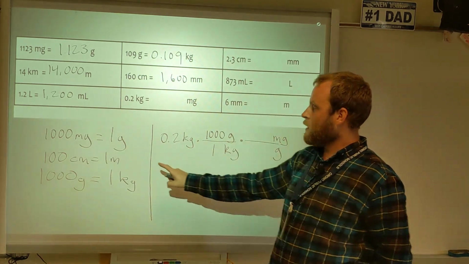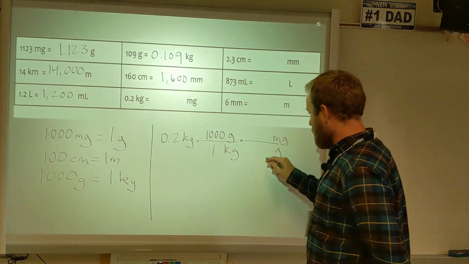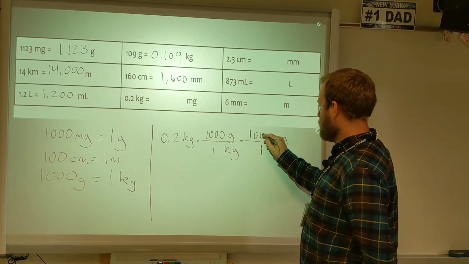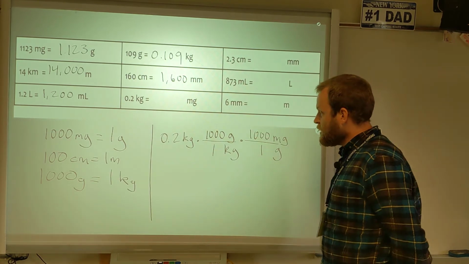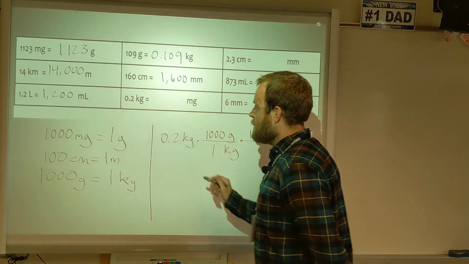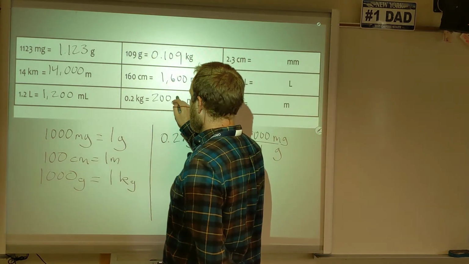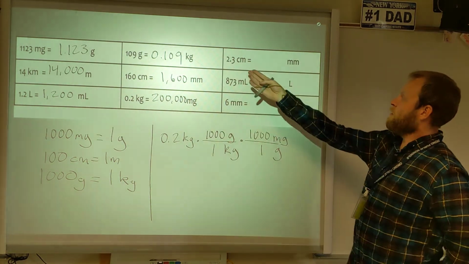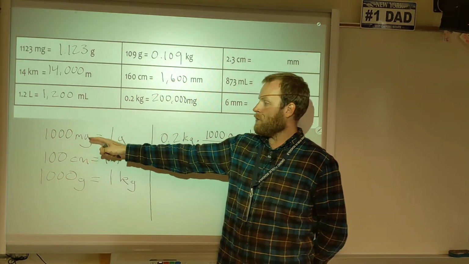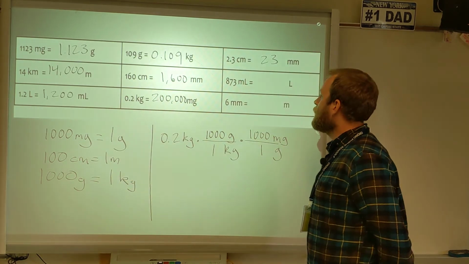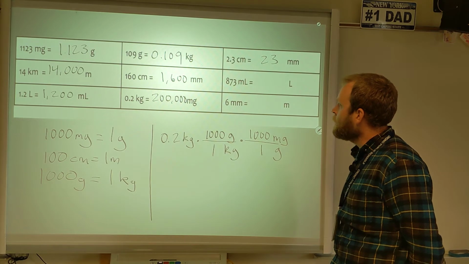This next one is grams to milligrams. 1 is by grams this time, and 1,000 is by milligrams this time. So whatever 0.2 times 1,000 times 1,000 is, I think it's 200,000. Not positive, but I'm going to write it down because I don't have a calculator handy. It's at my desk, I think. Okay, centimeters to millimeters. 1,000 to 100, that's times 10. So it's just 23. 873 milliliters to liters.